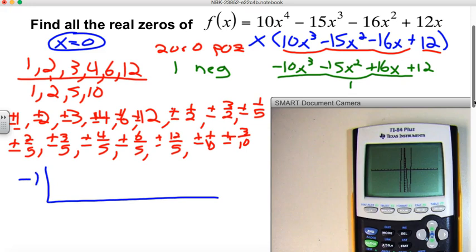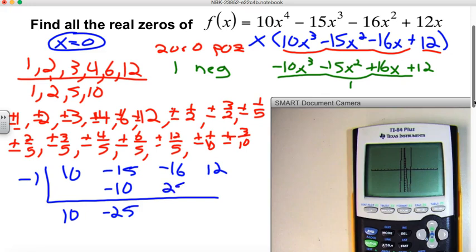-1, and we're going to use 10, -15, -16, and positive 12. So bring down your 10, times -1 is -10, add those, that's -25, multiply that to positive 25, subtract 16, and that's 9. 9 times -1 is -9. All right, so this gives us a remainder of 3, which obviously didn't work, right?